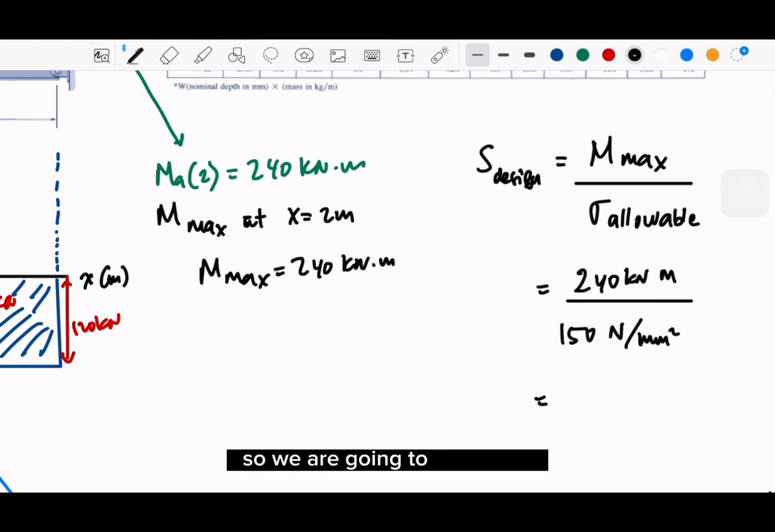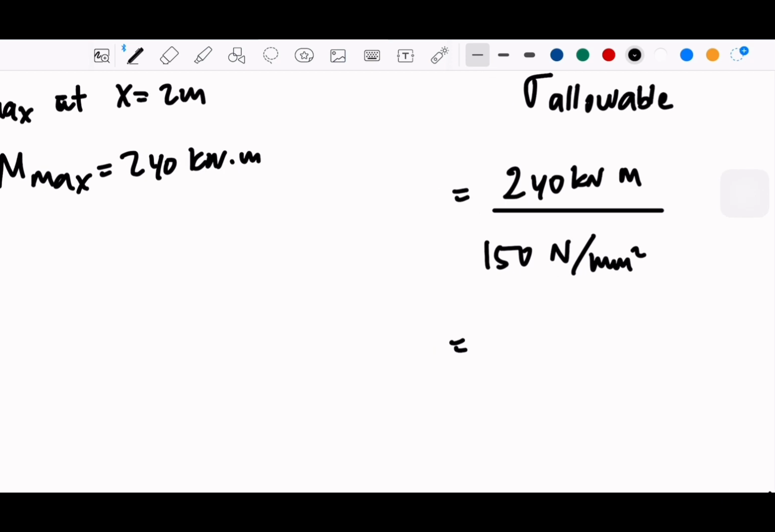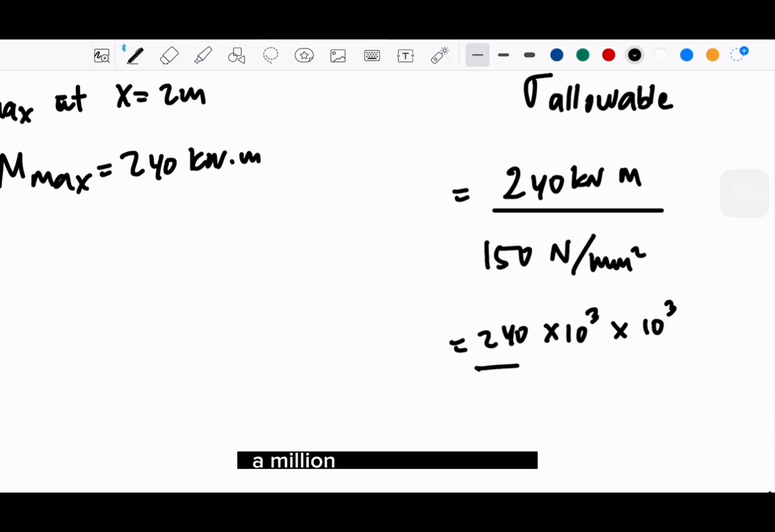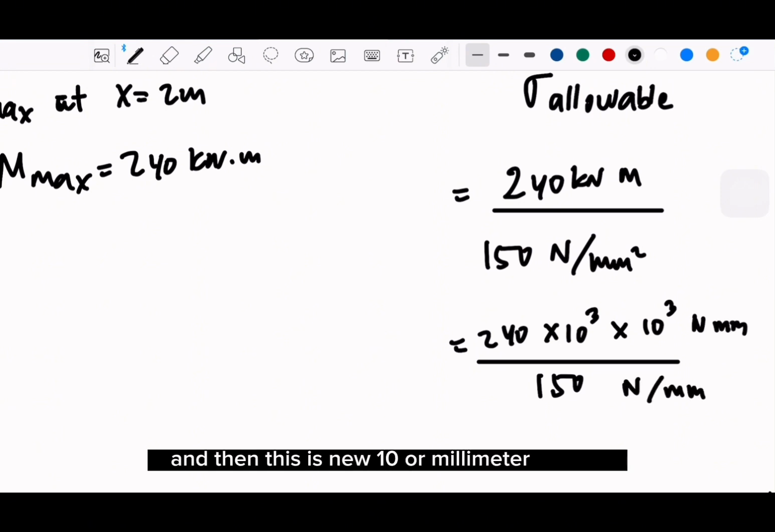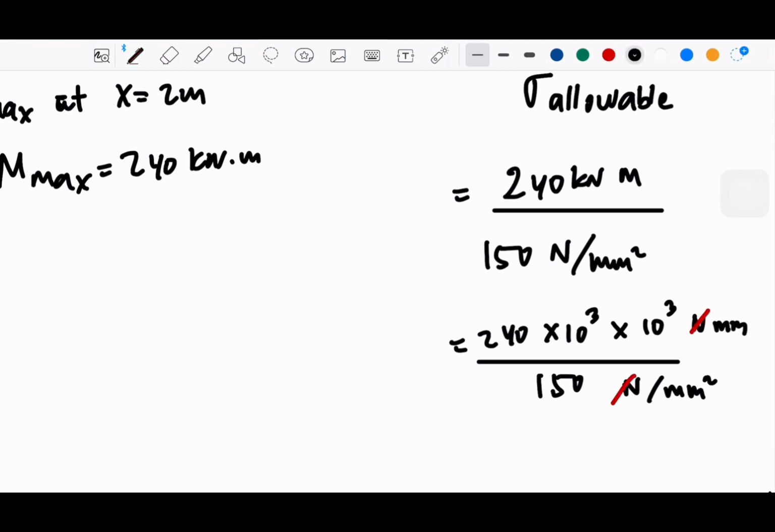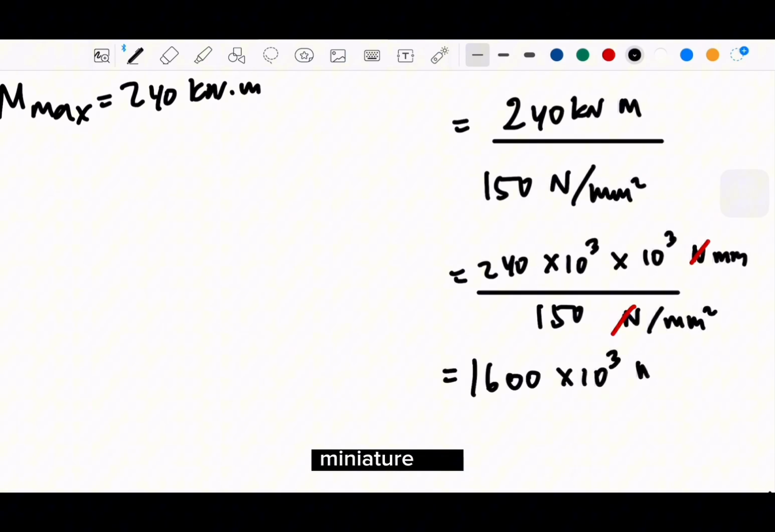So we are going to rewrite all of it, and perhaps we can convert from meter to millimeter. So this will be 240 million divided by 150. This is Newton millimeter, and this is Newton per millimeter squared, so we get millimeter cubed. So we take this and calculate. This is going to be 1600 millimeter cubed.